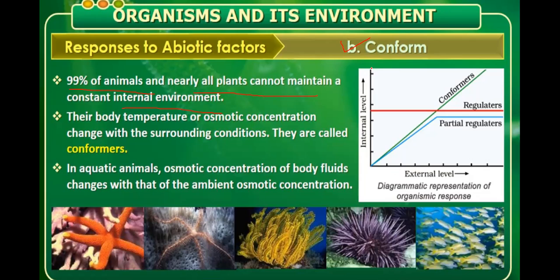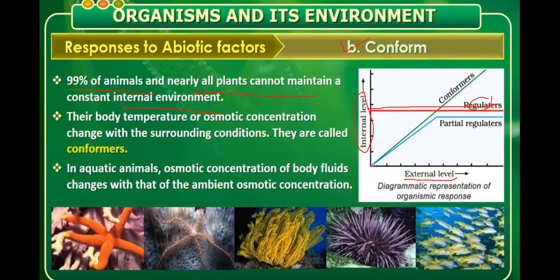Here there is a graph. On the x-axis, external level is taken. On the y-axis, we have taken internal level, here temperature. Here there are some animals where the internal temperature is constant. If there is a change in the external temperature, there is no change in the internal temperature. These are called regulators.